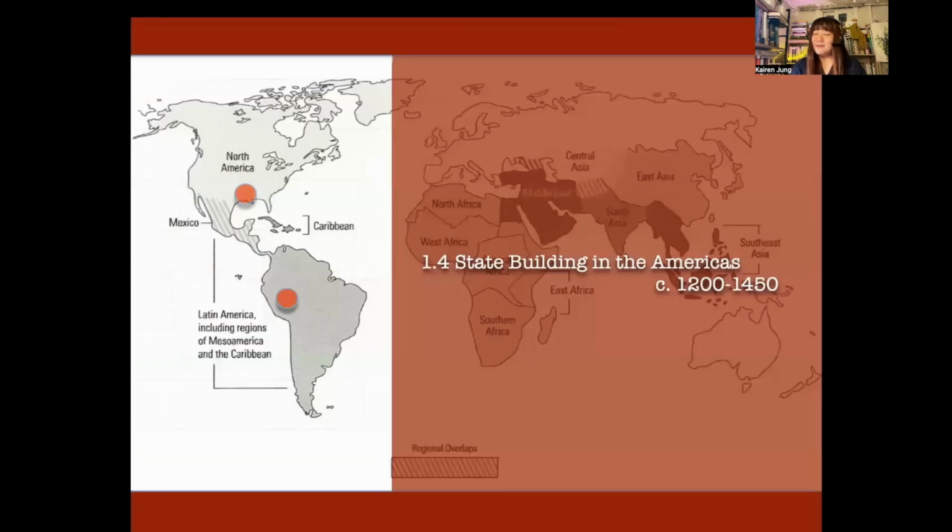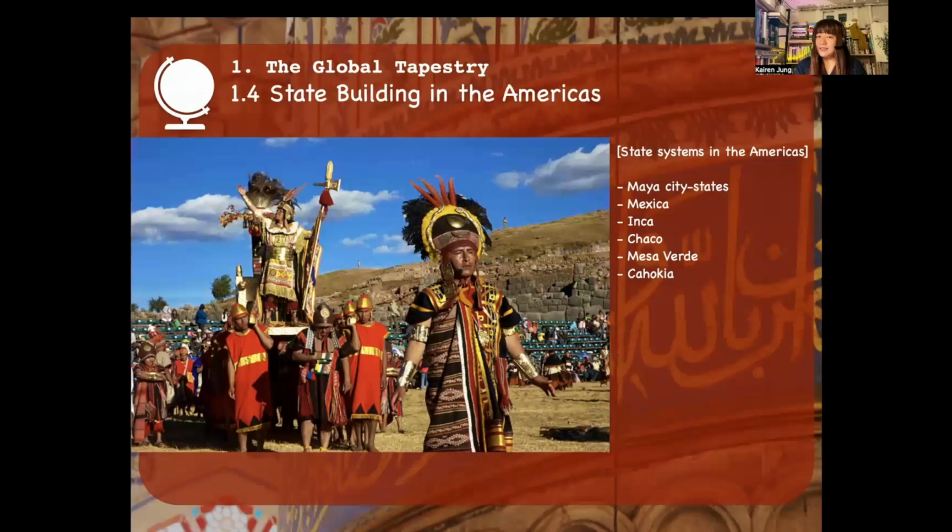Now we're looking at state building in the Americas. At this time period, between 1200 and 1450, the Americas refers to both North America and Latin America, including regions of Mesoamerica and the Caribbean. We're looking at Maya city-states, the Mexica, the Inca, the Chaco, Mesa Verde, and Cahokia civilizations.